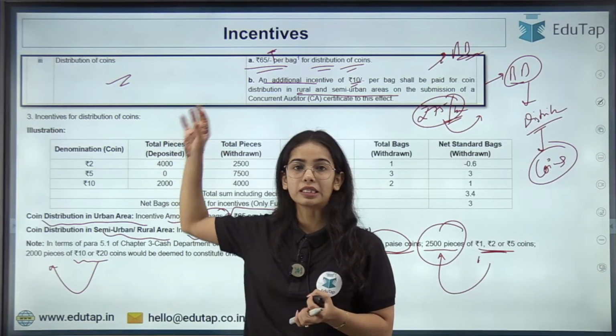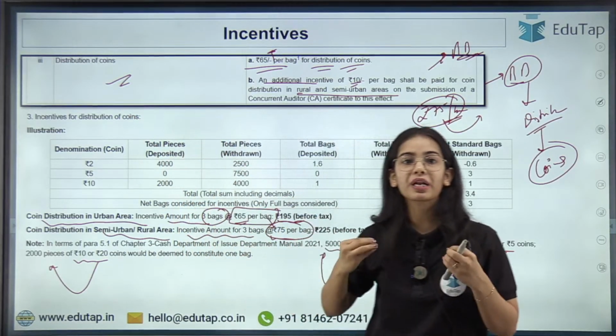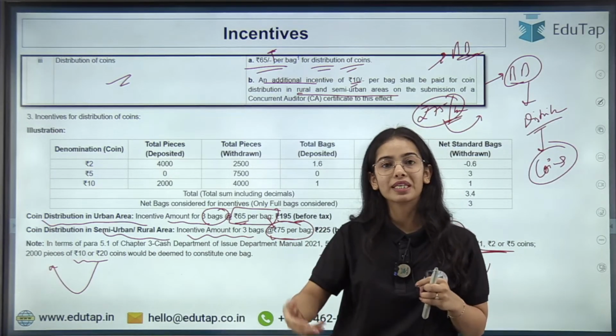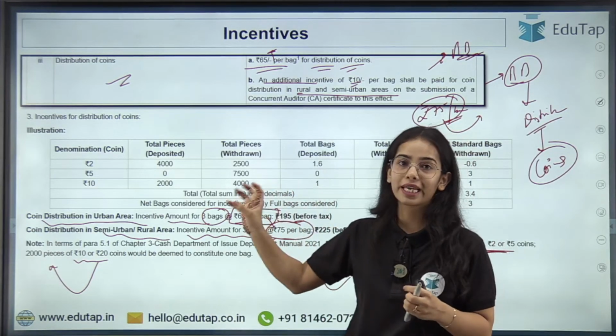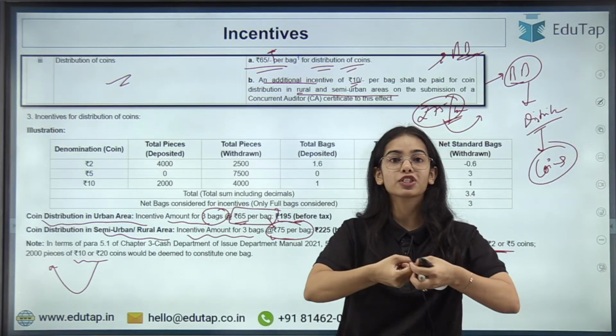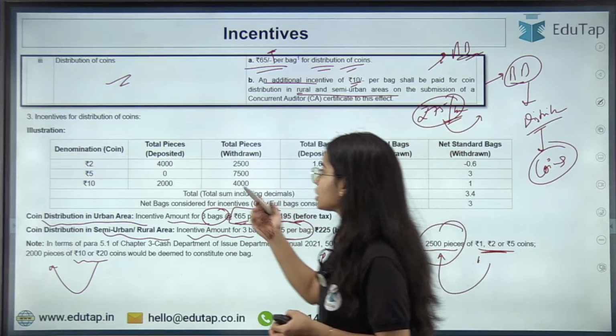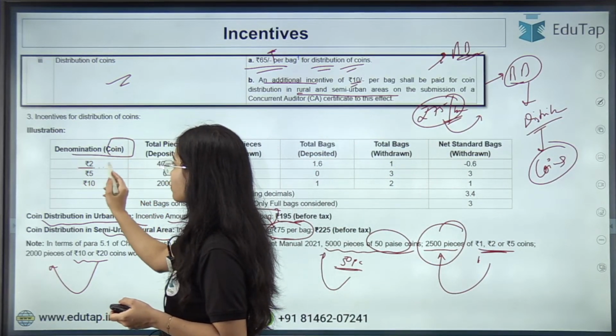This is not submitting, this is distributing. If the bank branch is distributing the coins, in this case, the bank branch gets the incentive. Here the bank branch is actually distributing the new coins. This is the idea. So now, denomination of coin, let's say rupees 2.